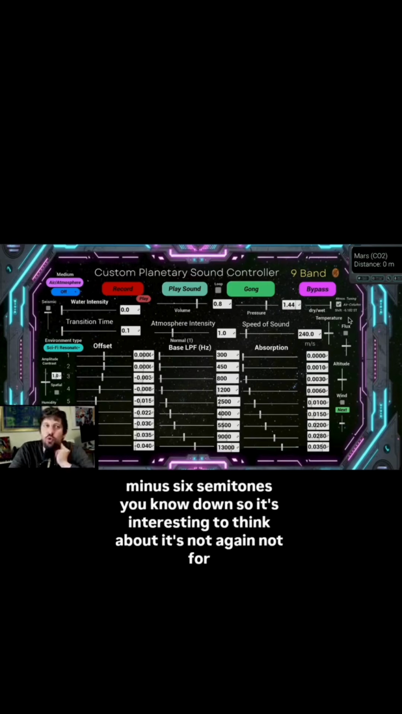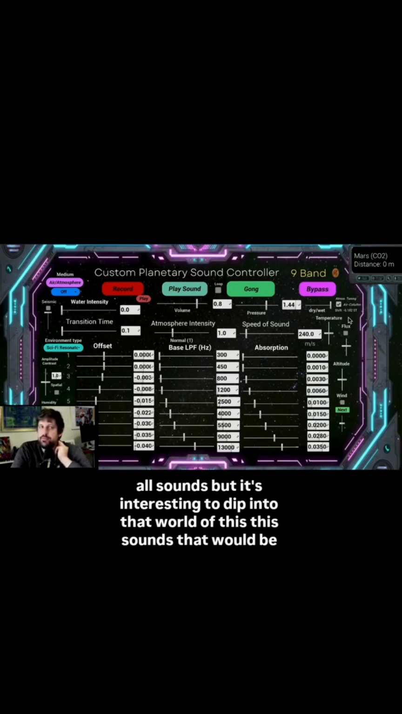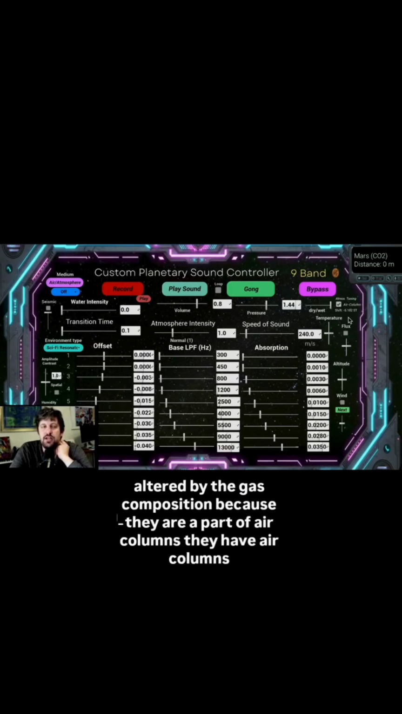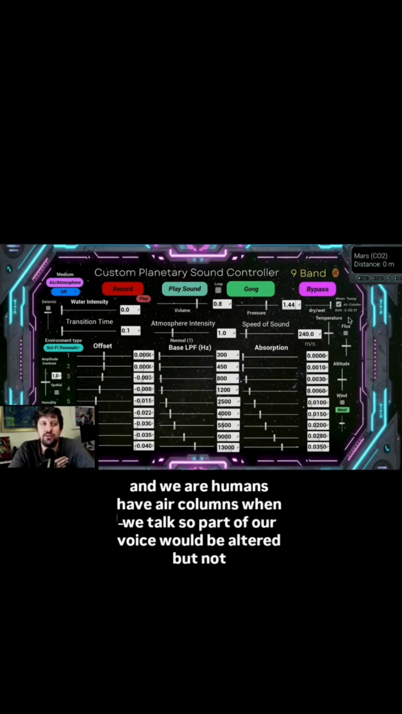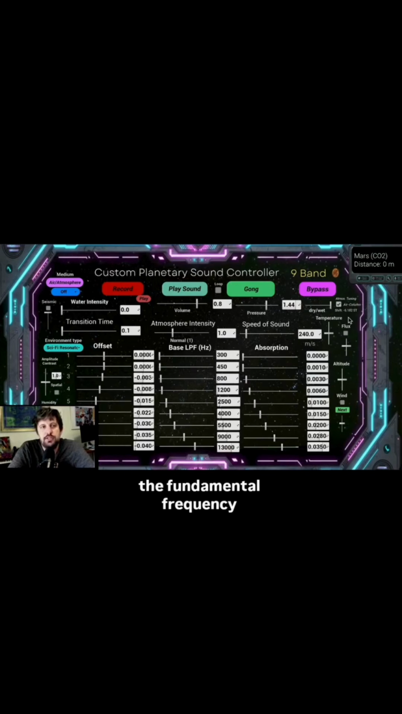It's not, again, not for all sounds, but it's interesting to dip into that world of these sounds that would be altered by the gas composition because they are a part of air columns. Humans have air columns when we talk. So part of our voice would be altered, but not the fundamental frequency.